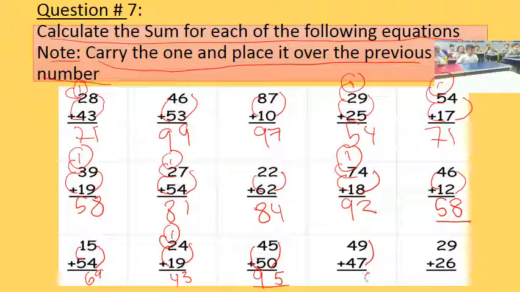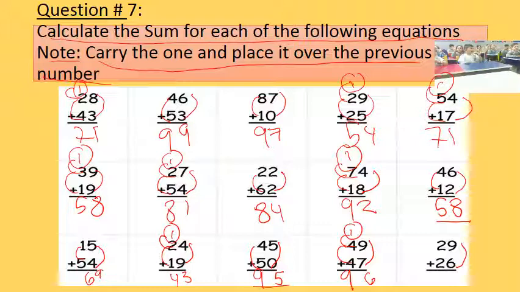16. 6 here and 1 over the 4. 1 plus 4? 5. 5 plus 4? 5 in here. Excellent. The last one. 9 in your head and 6 on your finger.